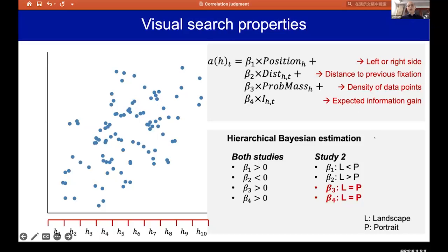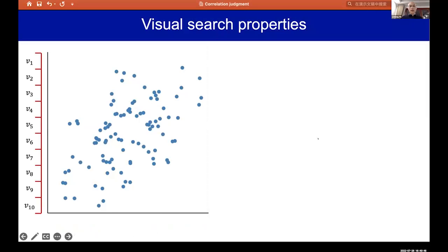And as you may remember, in study 2, we have two conditions. We have a landscape condition and a portrait condition. And we can compare whether there is some difference between these two conditions, right? And here I'm going to focus on beta 3 and beta 4. So basically, we find that beta 3 and beta 4 are not significantly different in these two conditions. So in that sense, I think we can cautiously claim that participants are equally sensitive to the statistical properties in these two conditions.